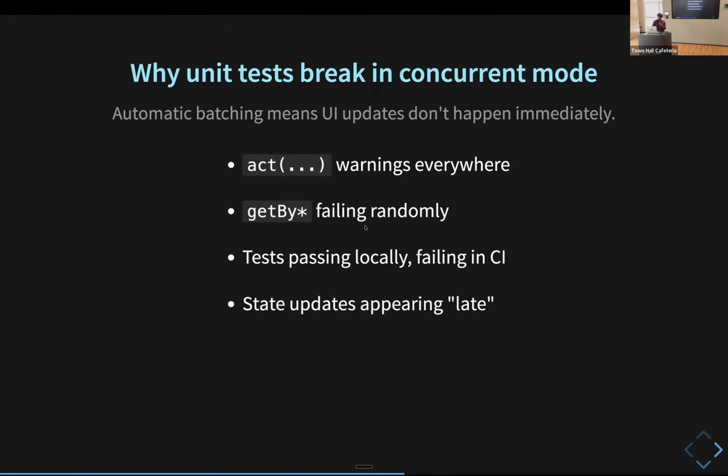So you would see a lot of act warnings in your unit tests, and getBy in your unit tests would start failing. And one very weird part would be your unit test would pass in your local environment, but would fail in your CI. This is very tricky to fix at times. So I would explain why this happens. And some of the state updates would also appear late.